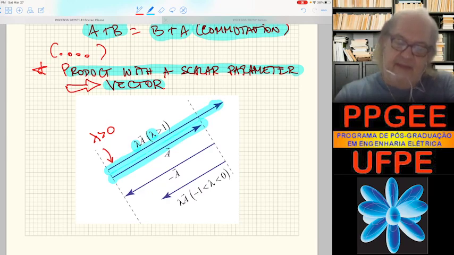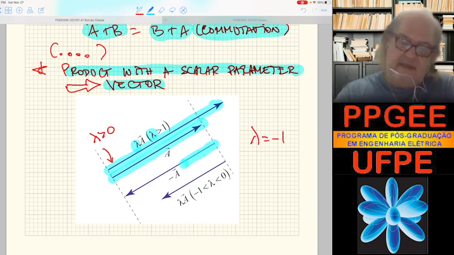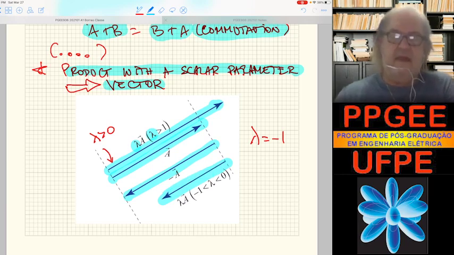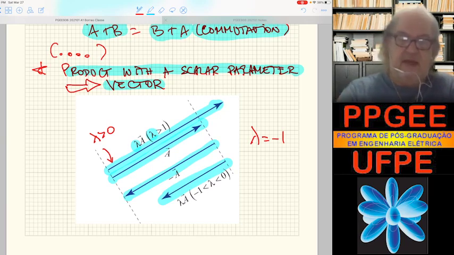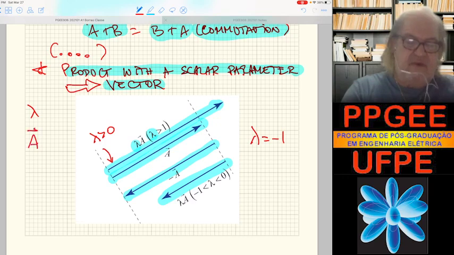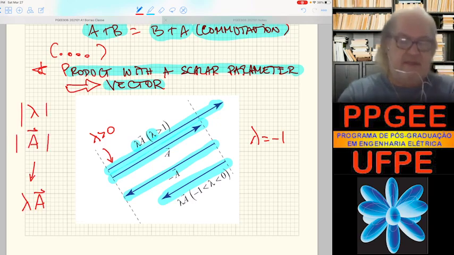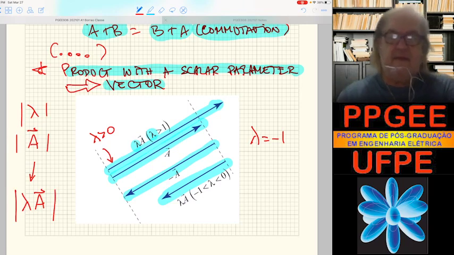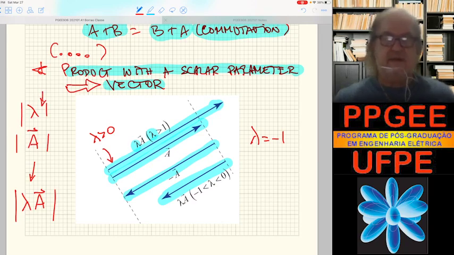I can also multiply by a scalar parameter which is minus one, which means that I simply revert the sense of vector A like this, okay? If I have a scalar lambda which is smaller than one, you have a vector that is smaller in size than A. So we have this special class of products in which you have a scalar and a vector, and you form the product lambda A. If lambda has a dimension and A has a physical dimension, lambda A is going to have a physical dimension, which is the product of the physical dimensions of lambda and A. In general, we can make multiplication with a-dimensional or non-dimensional parameters, okay?